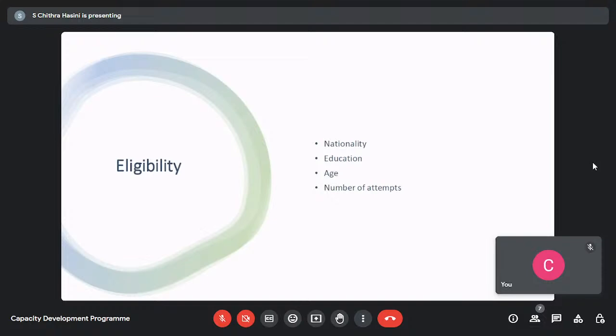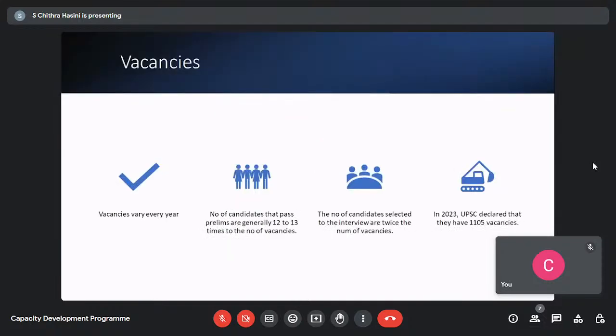So that's it about the eligibility. And the vacancies, so generally vacancies vary every year, but maximum you'll have approximately within 1,000 posts only. But this year we have 1105 posts, and the number of candidates that pass prelims are generally 12 to 13 times the number of vacancies. The number of candidates selected to the interview, that is the final stage of the examination, are twice the number of vacancies. And in 2023, as I said, these are the maximum vacancies we have recently. So that is 1105 vacancies for this exam.